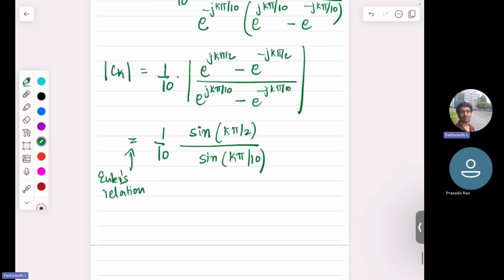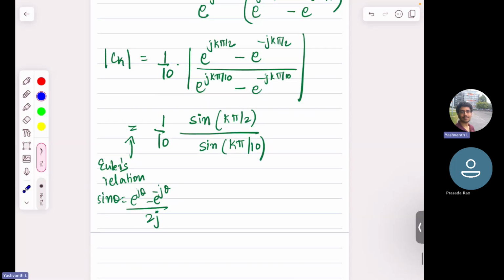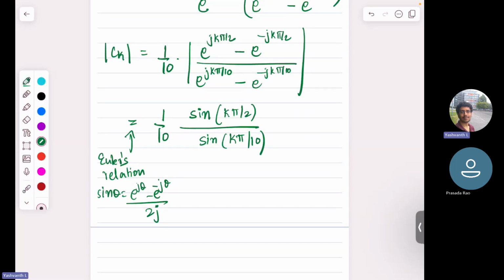Basically, sine theta is nothing but e power j theta minus e power minus j theta by 2j. But under the modulus constraint, you can remove j also. The 2 will get cancelled. That's why it's sine k pi by 2 by sine k pi by 10.